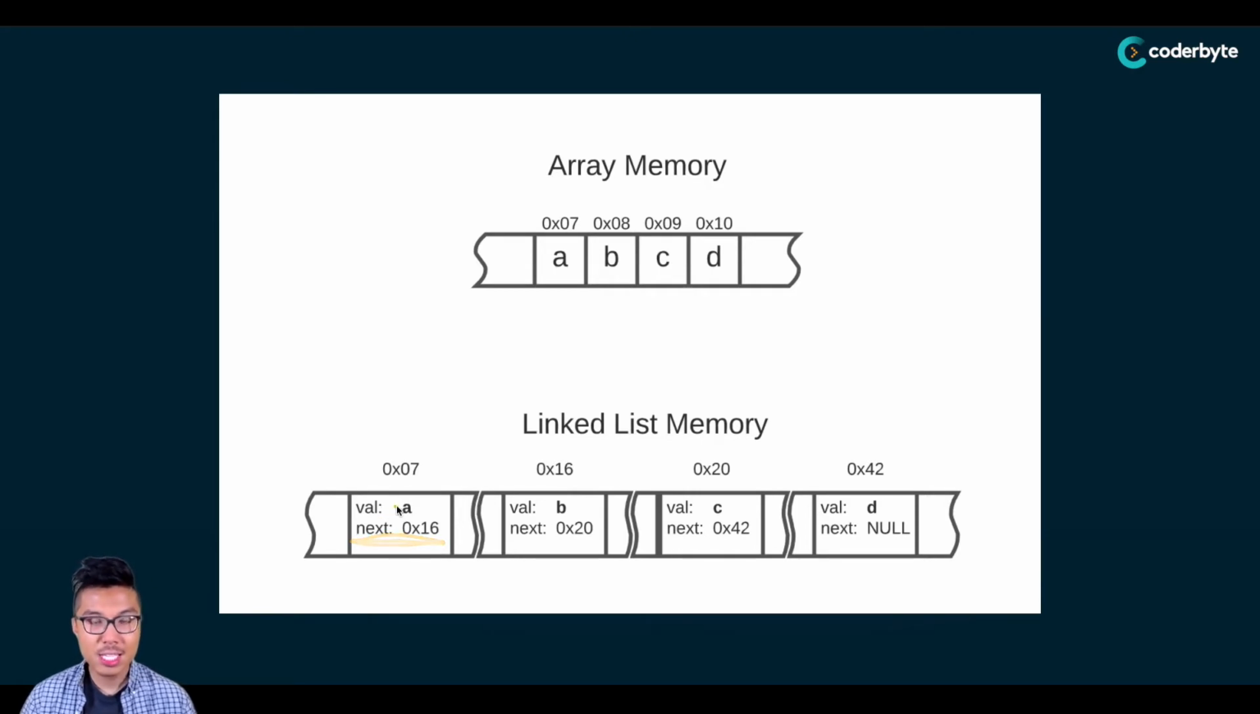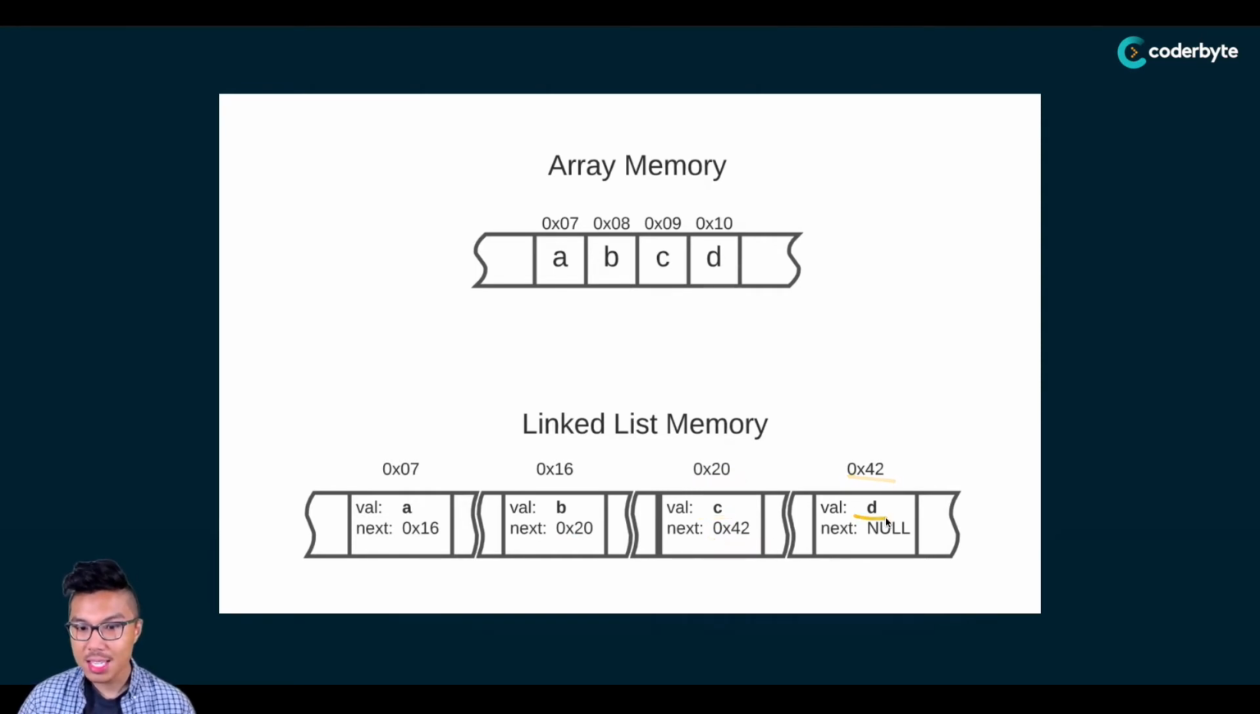So what I can say is my very first node of my linked list is at address 7 in memory, and it contains the value of A. And the second node, or the next node, would be at address 16. So if I jump to address 16, here I have my B node, and it's telling me that its next is at address 20. So I jump to 20, and I have its C node. Next is address 42. Here I'm at 42.